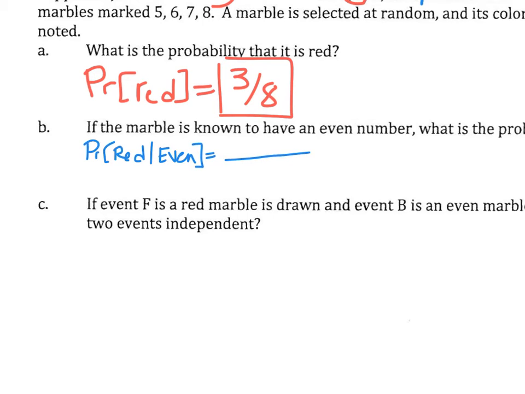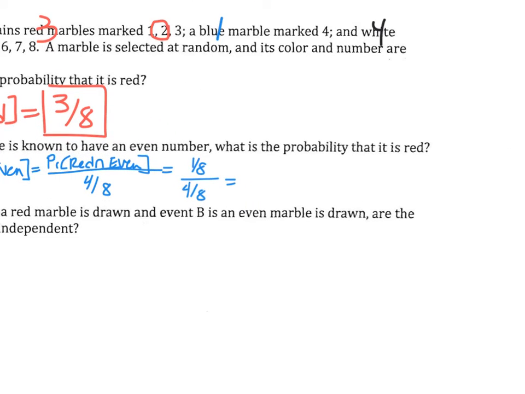Well, the probability and even would be 1 out of the 8. So remember this numerator, maybe we should start over. The top part should always be the overlap of red and even. So that's 1/8. And then the probability that it's even would be out of 4/8. And if you want to work this out or use your calculator, you get 1/4.